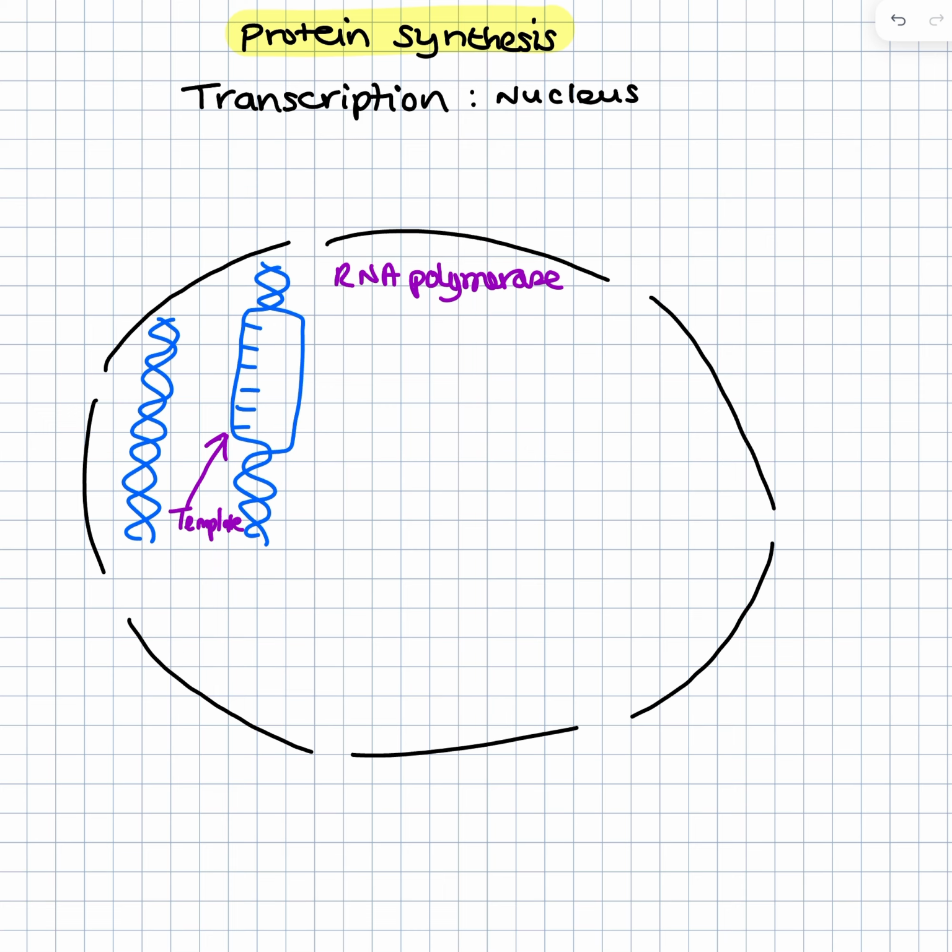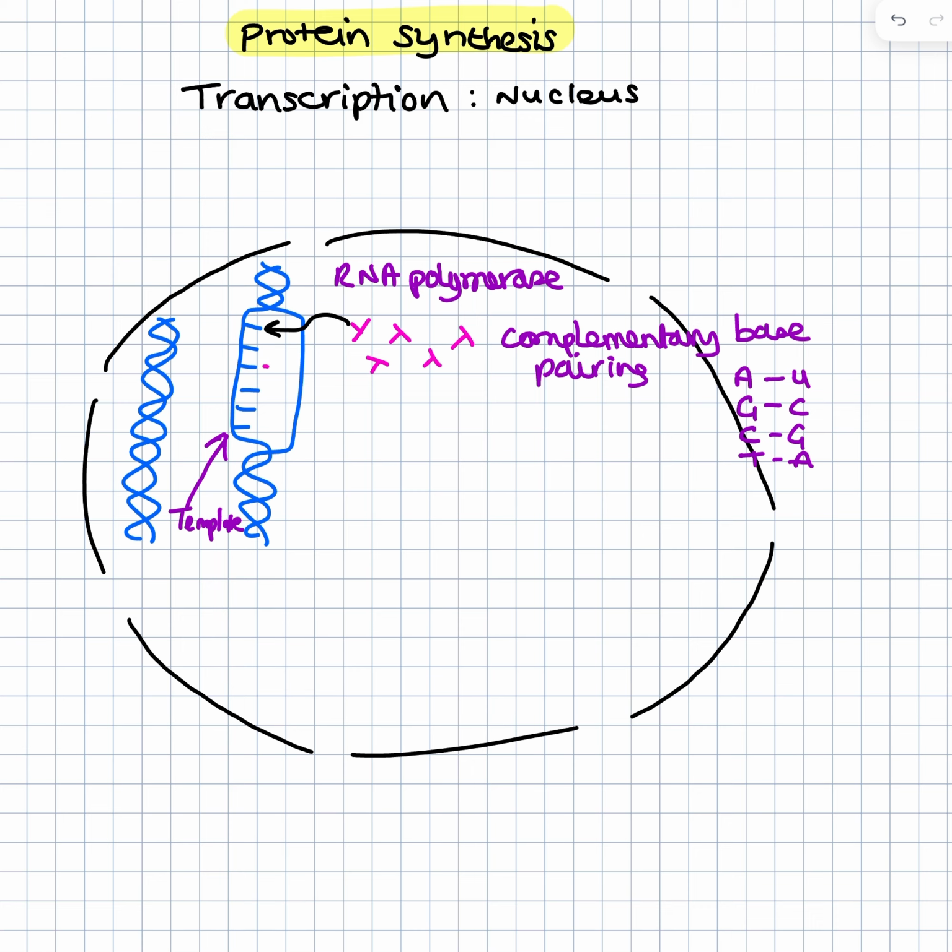In the nucleus, there will be free RNA nucleotides. Each RNA nucleotide is attracted to its complementary base. We call that process complementary base pairing. You must remember that thymine is replaced by uracil whenever we are making any form of RNA molecule. A pairs with U for uracil, G pairs with C, C pairs with G, and T pairs with A.